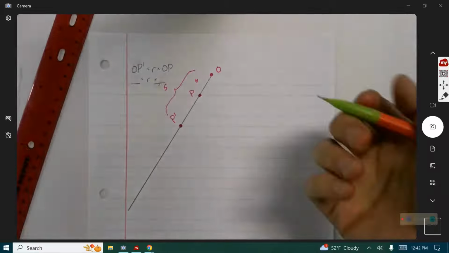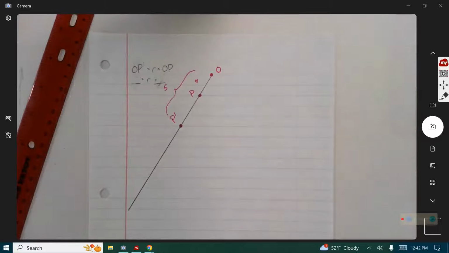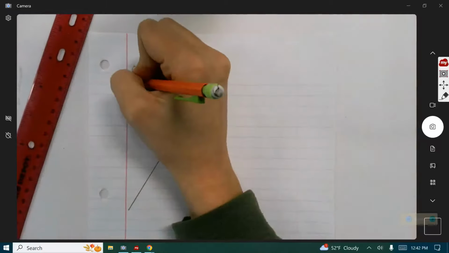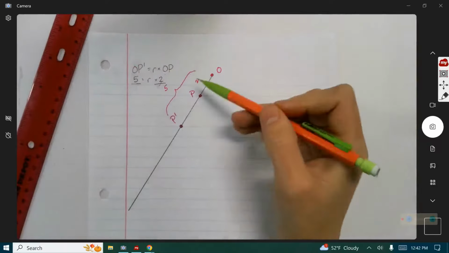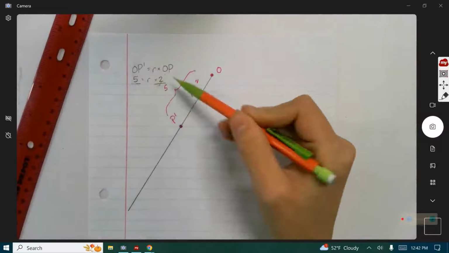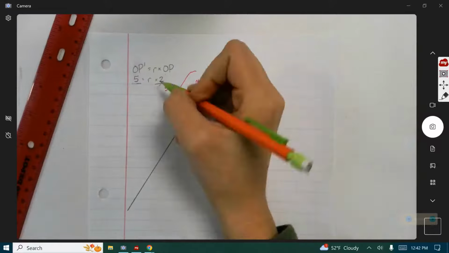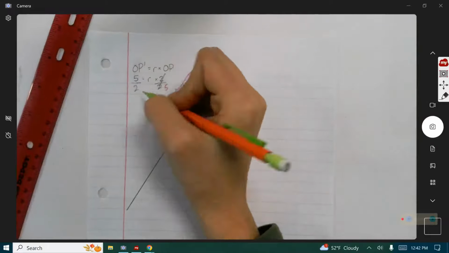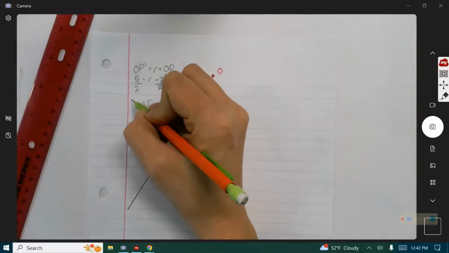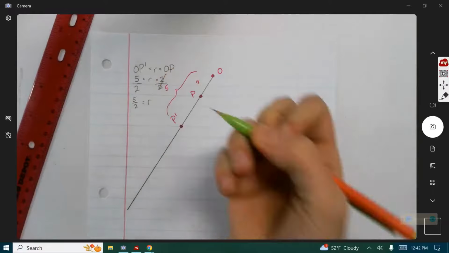I mixed those up, but I realized my mistake because earlier we said that the scale factor was going to be bigger than 1. So OP prime was 5 and OP is 2. So we're dividing both sides by 2, which means R, the scale factor, is 5 over 2 or 2.5.